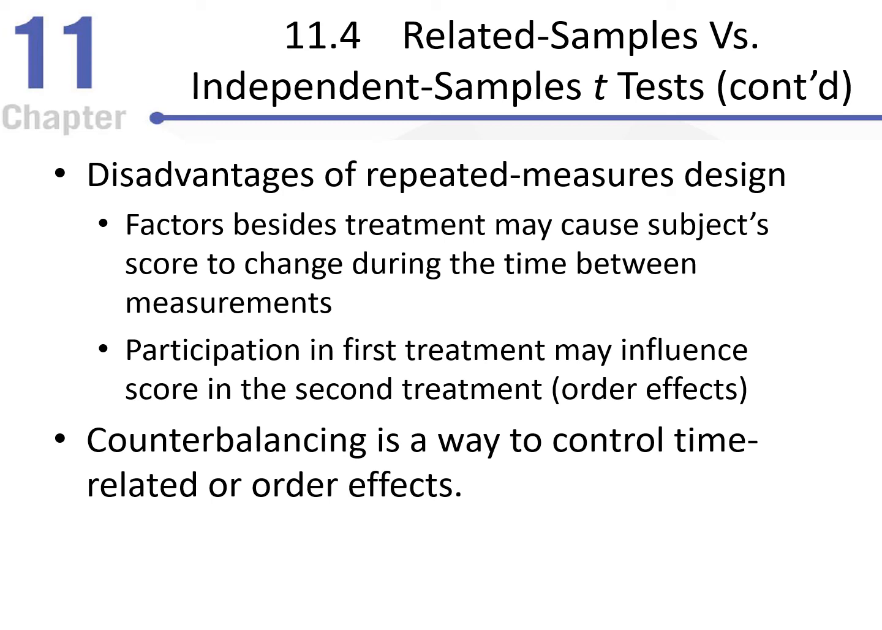That's the disadvantage, because if you're doing independent groups, you're measuring them one time. You don't have to worry about them coming back. If you're doing repeated measures, you have to worry about people coming back.